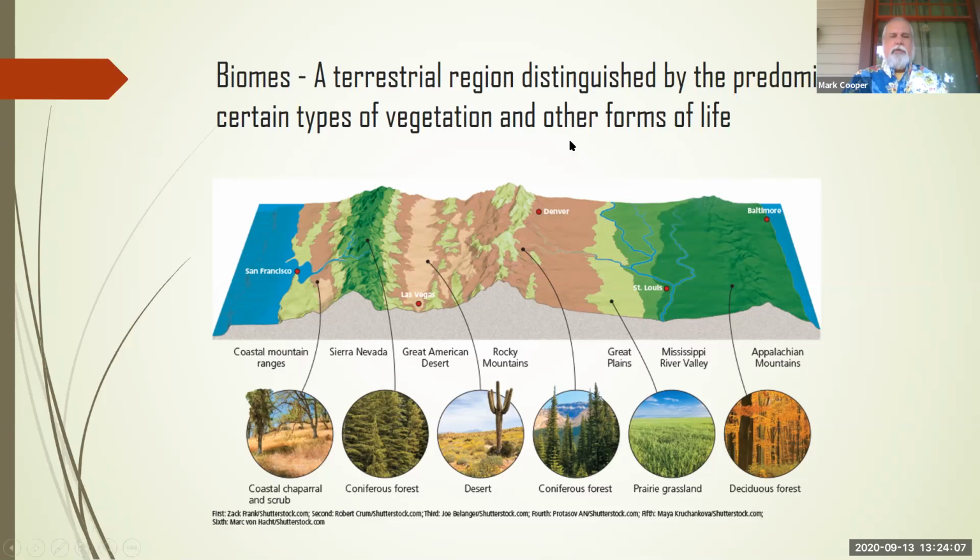So if you look down here, we can see some of the different biomes, and we have the deciduous forests, which are forests that lose their leaves. We have the prairie grasslands, which are being torn up for cropland.